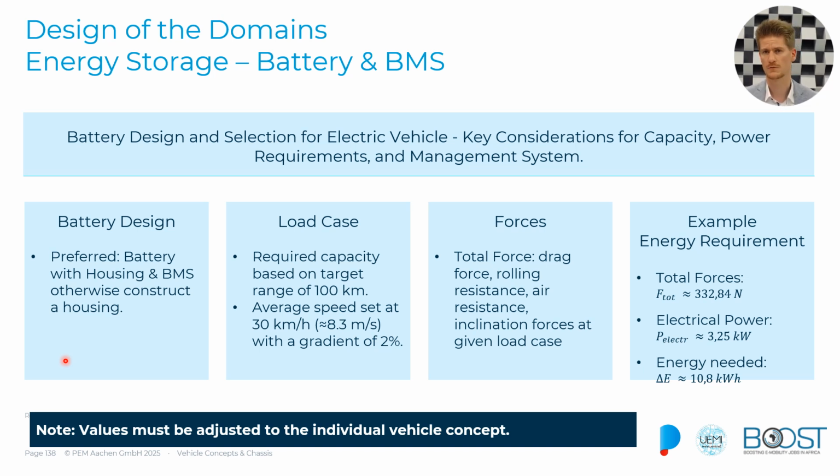If you don't have a housing, you probably have to design it, but this shouldn't be too much of a problem. The case we are calculating with is that we say we have a required range for each day of 100 kilometers. So this will then help us to calculate the targeted capacity, and the average speed we think that we're doing within that day is about 30 kilometers an hour with a gradient of 2%.